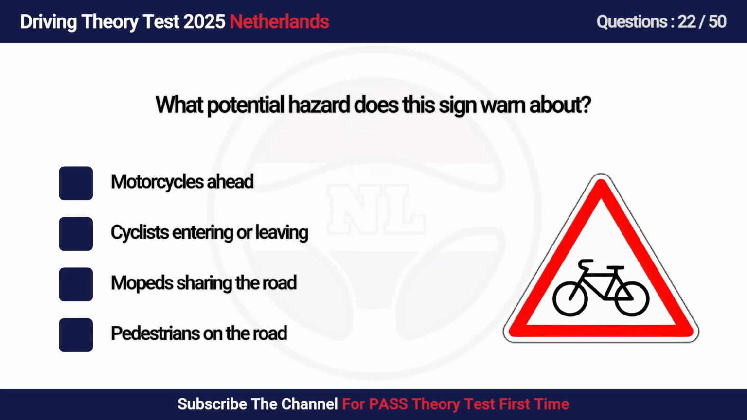Question 22. What potential hazard does this sign warn about? A. Motorcycles ahead. B. Cyclists entering or leaving. C. Sharing the road. D. Pedestrians on the road.